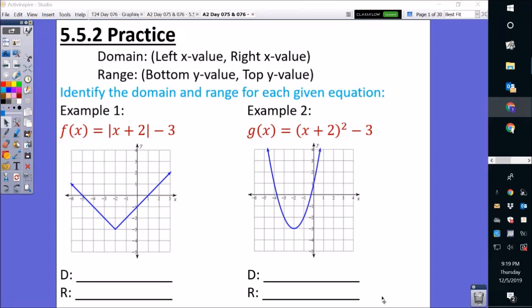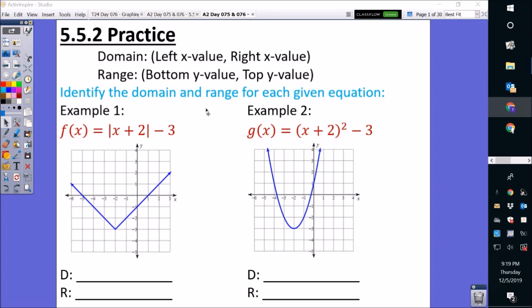Welcome back to section 5.5.2, quadratic function transformation. In this section, we're going to focus on domain and range, and it's going to be the same rules as shown for the previous section, absolute value function transformation. To review, domain is always starting with the left x value from the graph, if you have it, to the right x value. And then for the range, you're going to start from the bottom y value of the graph and then end with the top y value of the graph.